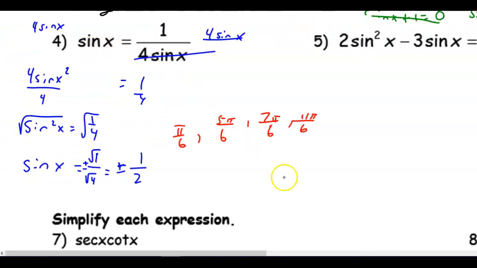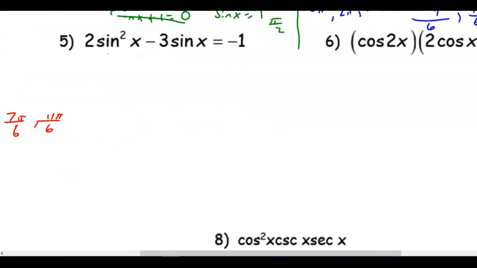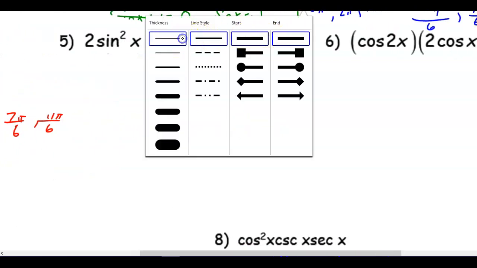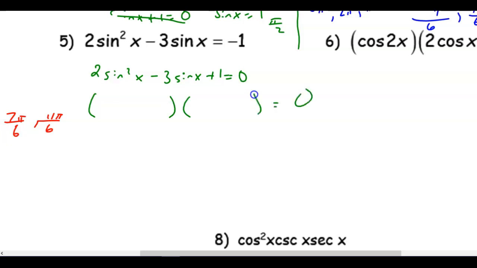All right, for number 5, we need to, let's see. This is going to be a trinomial. Let's get everything to one side. So 2 sine squared of x minus 3 sine of x plus 1 equals 0. So now what I like to do and what I've showed you guys in class is make your two sets of parentheses.